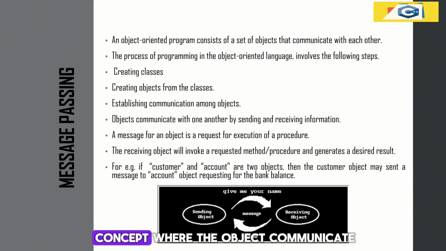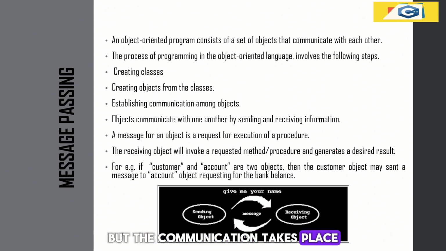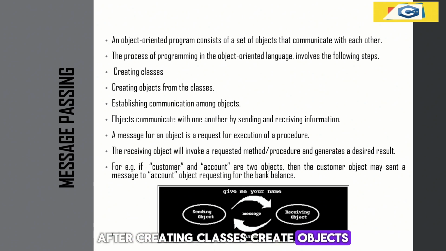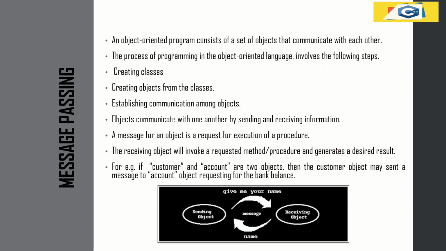Next is message passing. Message passing is the concept where objects communicate via messages, not really a message, but the communication takes place when an object requests to execute a member function of a class. The steps involved in message passing are: first we need to create classes. After creating classes, create objects, and establish communication among objects. Objects communicate with one another by sending and receiving information. So a message for an object is a request for execution of a procedure.